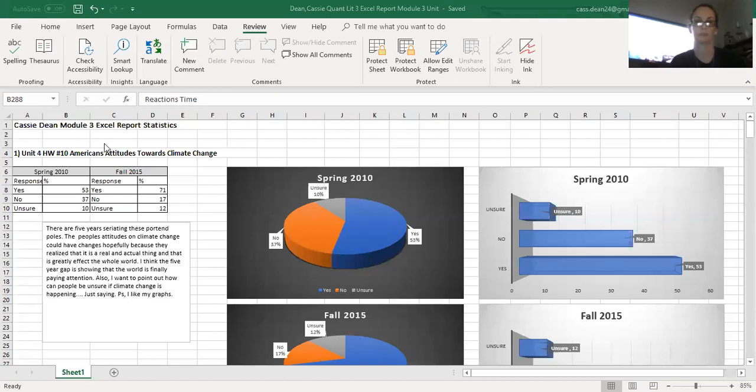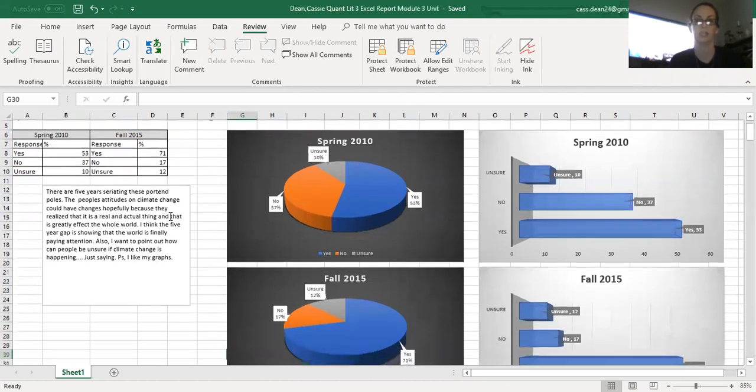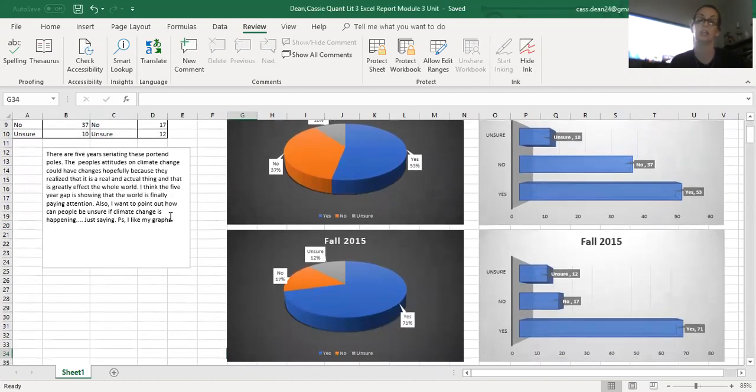Let me make sure that I don't start all the way down at the bottom. Here we go. Okay, so I see that in the 5 years separating these two graphs and charts, their responses show that more people are believing that there is climate change, and yay for them, because I do believe that there is climate change too. And I do believe that it would be good that other people are believing it as well.